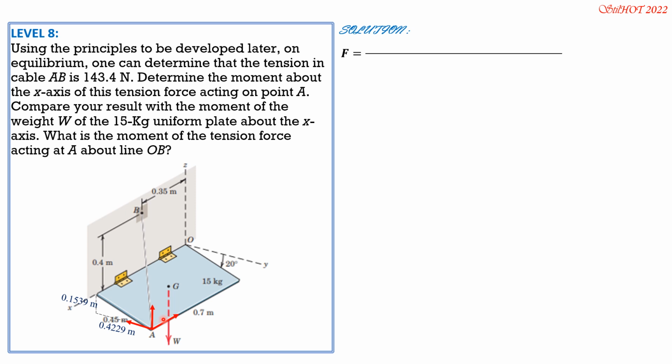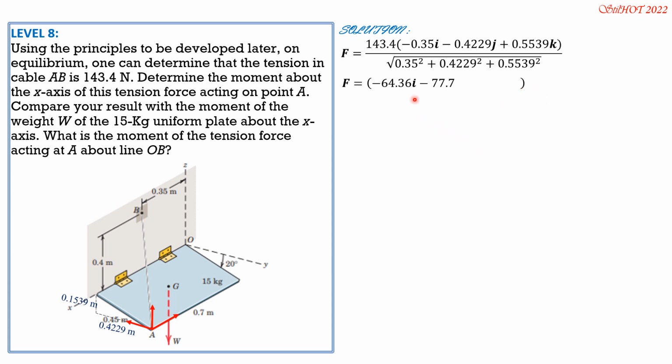So these are the components. F is 140.4 times the quantity negative 0.35I, negative 0.4229J plus 0.5539K, where 0.5539 is 0.1539 plus 0.4, divided by the magnitude of the direction: square root of 0.35 squared plus 0.4229 squared plus 0.5539 squared. So F is negative 64.36I, negative 77.76J, 101.9K. So this is Fx towards the negative x direction. That's why it's negative. This is Fy towards the negative direction, 77.76, and this is Fz.